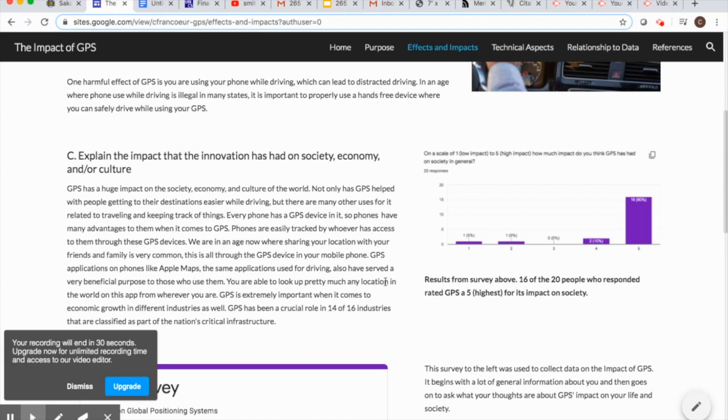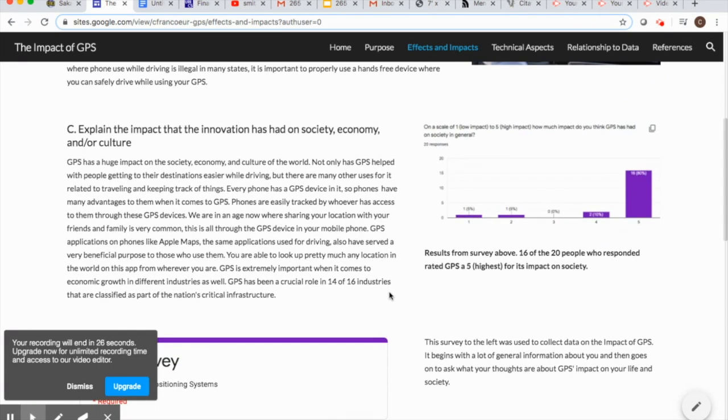Explain the impact that the innovation has had on society, economy, and or culture. As you can see over here on the right, these are the results from my survey. 16 of the 20 people who responded rated GPS a 5, which is the highest, for its impact on society.